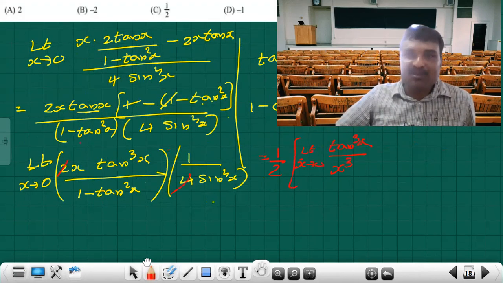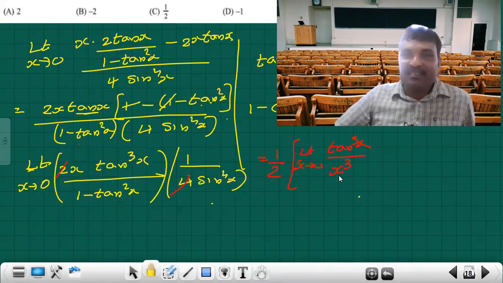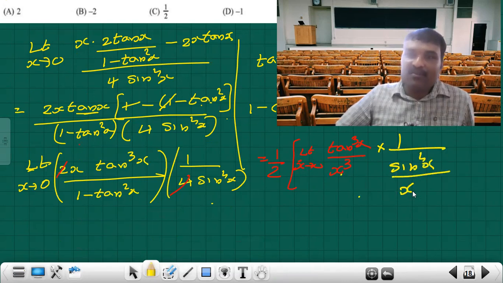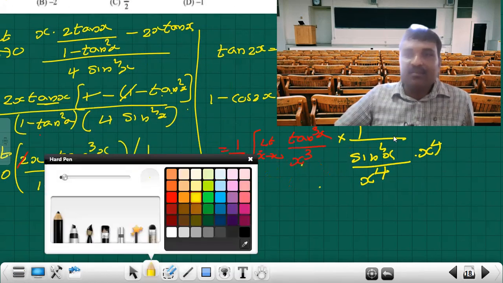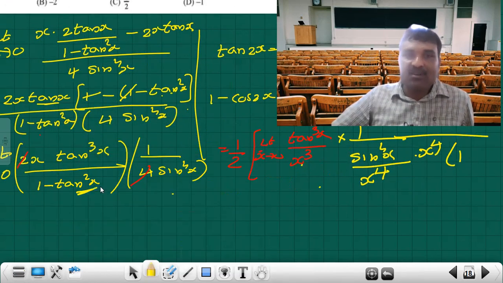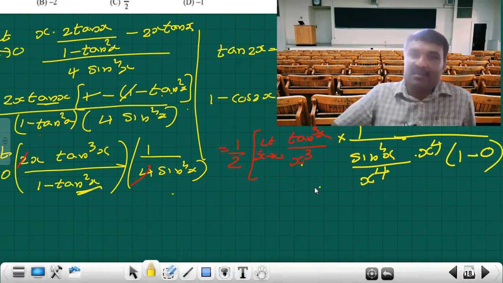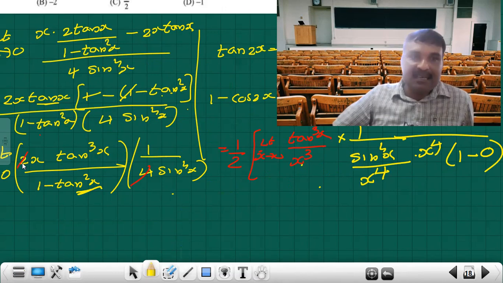Standard, we know limit x tends to 0, tan x by x equals 1. So I have an x cube here. So here sine raised to 4x. So as to convert it to standard form, I wrote a 4x raised to 4 here, so as to balance x raised to 4 here, right? And we have 1 minus tan square x. Tan 0 is 0, so 1 minus 0, right? Then x is here. So as to balance this x cube, we have to write x cube, right?